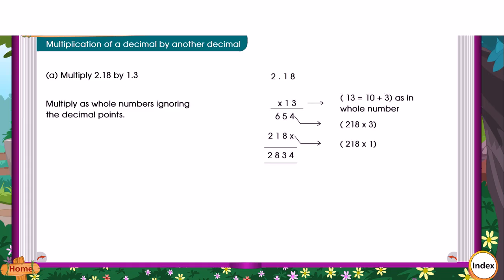Multiplication of a decimal by another decimal. A. Multiply 2.18 by 1.3. Multiply as whole numbers ignoring the decimal point. Number of decimal places is 2 plus 1 is equal to 3. Put the decimal after 3 places from the right.